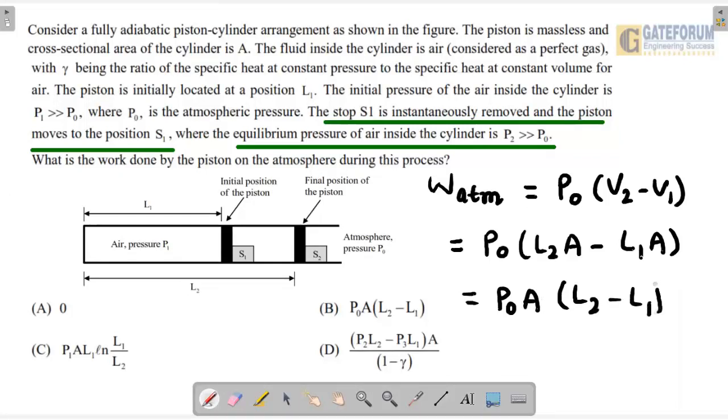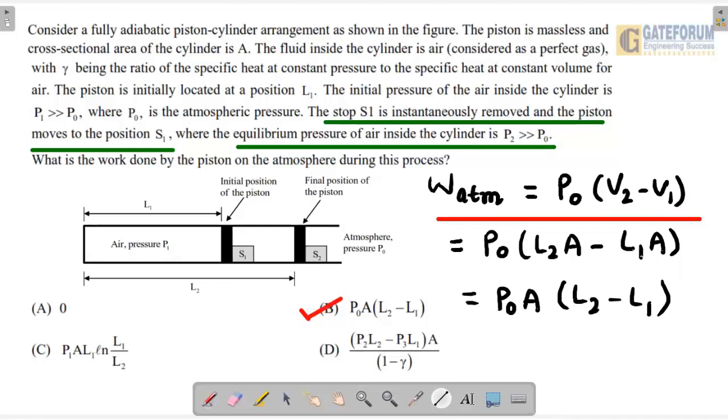So always remember, while calculating the work done on the atmosphere, we consider the atmospheric pressure because the expansion is against the atmospheric pressure. So expansion against the atmospheric pressure is the change in volume against the atmospheric pressure: P0 A (L2 minus L1). The right answer is B. B is the right answer.